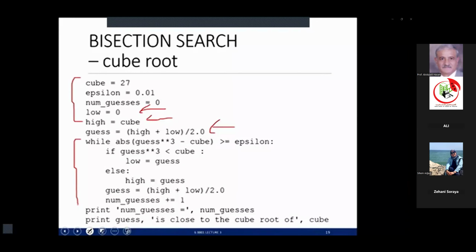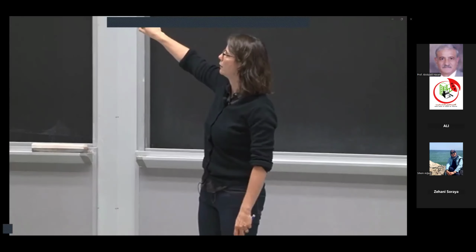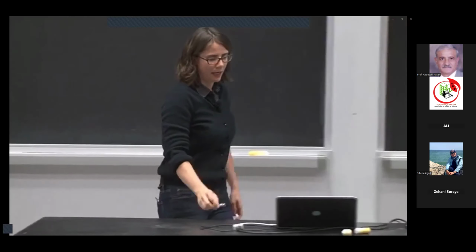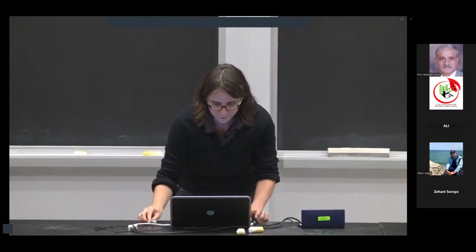Then I have this while loop here. The while loop is similar to the approximation method: as long as I don't have a guess that's good enough, depicted by this greater than or equal to epsilon, as long as my guess is not good enough, I'm going to keep guessing. That's what this while loop is saying. So if the guess to the power of 3 minus cube is not good enough, keep guessing.